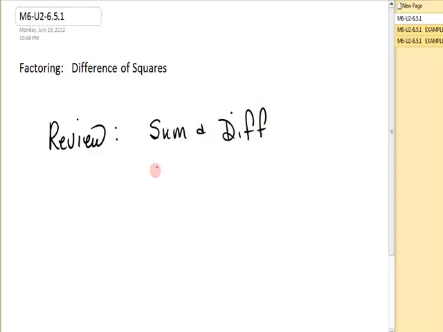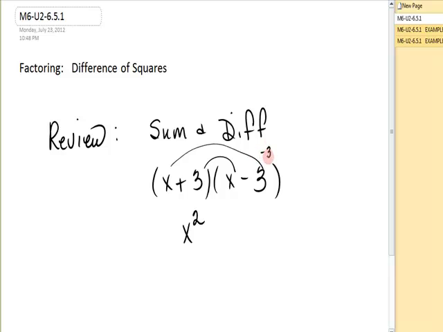Do you remember when we multiplied, say, x plus 3 times x minus 3? It had to be a sum and a difference of the same quantities. When you have this, and if you think about FOIL, the product of the first is x squared. The outer product and the inner product are opposites. So if we realized that we were dealing with a sum and difference, then we didn't even take time to look at the outer and inner products, knowing they were going to cancel.